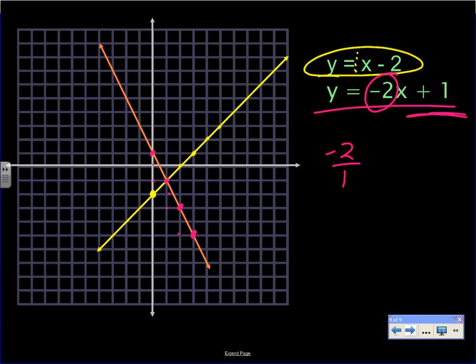And let me get rid of some of these dots here for you. Those two lines are intersecting at that point right there. And what is that point? 1 to the right and 1 down. Remember, it's down, so it's -1. (1, -1) is the solution there.